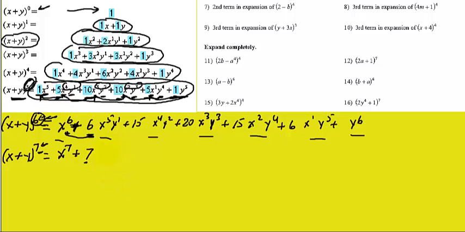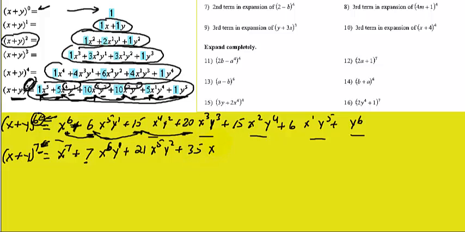Okay, what happens to my power in the x and the y? X goes down, y comes up. So x to the 6th, y to the 1st, plus. To get this number, 15 plus 6, which is 21. X goes down, so x is to the 5th, y is to the 2nd. The powers always add up to 7 in this problem. Okay, plus. To get the next number, look up, add the one before that. That's going to give you 35.